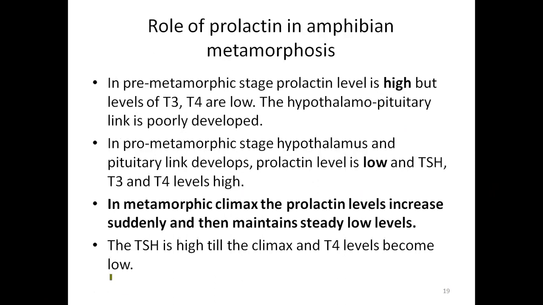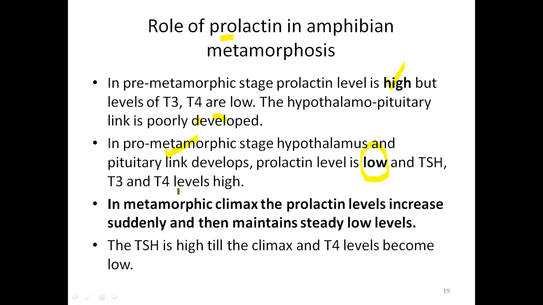Apart from the thyroid hormone, one more hormone plays an important role during metamorphosis in amphibians, that is prolactin. The prolactin levels are very high in the larval stages. That means in the pre-metamorphic stage, in the tadpoles, there are very high levels of prolactin present, and T3 and T4 are very low. It is somewhat similar to the JH hormone present in insects, which tries to maintain the larval characters. Once metamorphosis starts in the pro-metamorphic stage, the levels of prolactin keep on reducing.